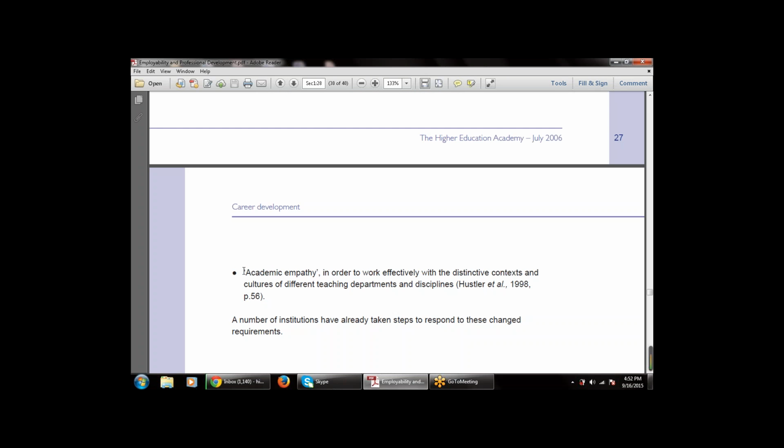The next is academic empathy. In order to work effectively and efficiently with the distinctive context and culture of different teaching departments and disciplines, academic empathy is needed. Whatever the distinctive context, it reflects the culture of the different teaching departments and the different strategies used with the different disciplines. A number of institutions have already taken steps to respond to these change requirements, so these can be embedded and used with the changing departments.